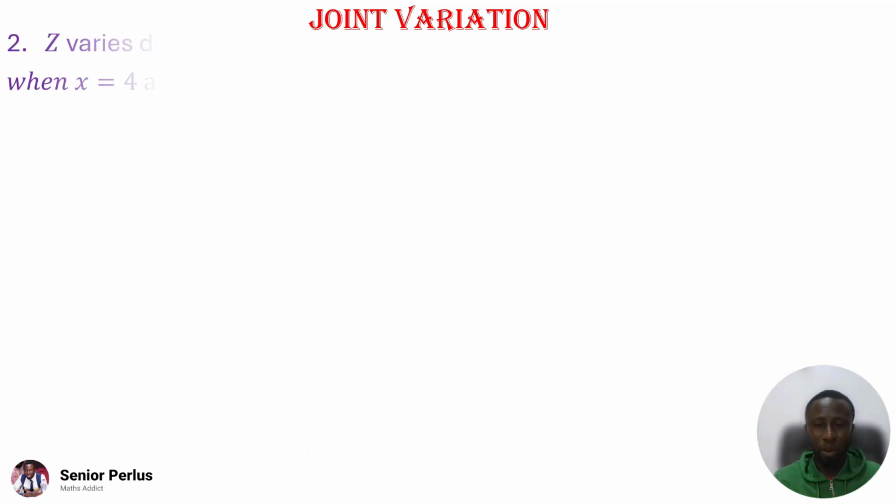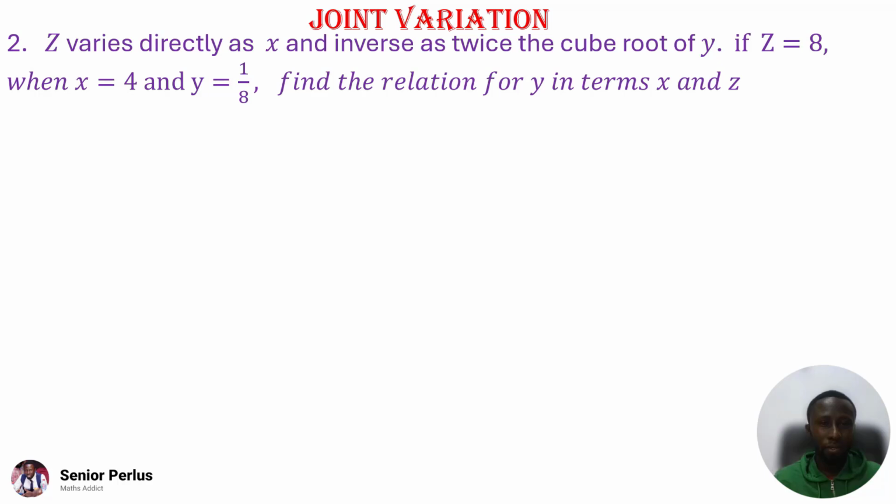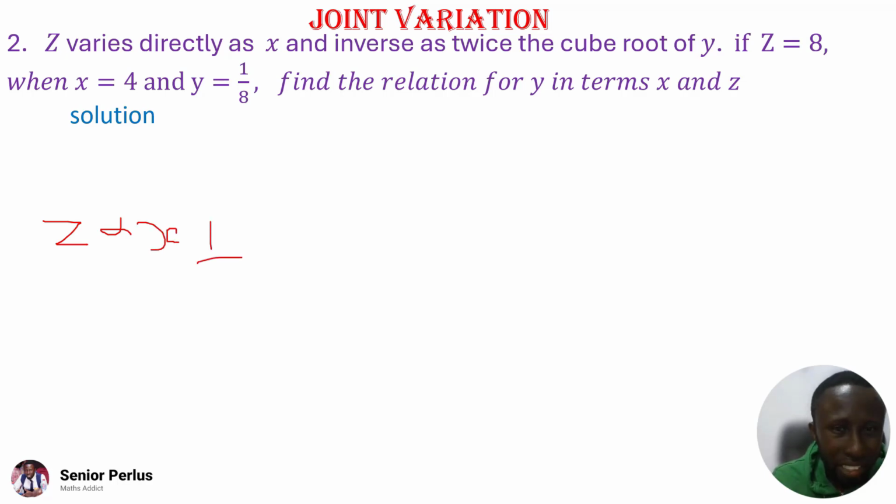So our second example on the joint variation. Solution. So from the question, Z varies directly as s and inversely as twice the cube root of y. So you have to know this mathematical expression for variation. So Z varies directly as s and inversely as twice the cube root. So the cube root is written as this 3 here of y.